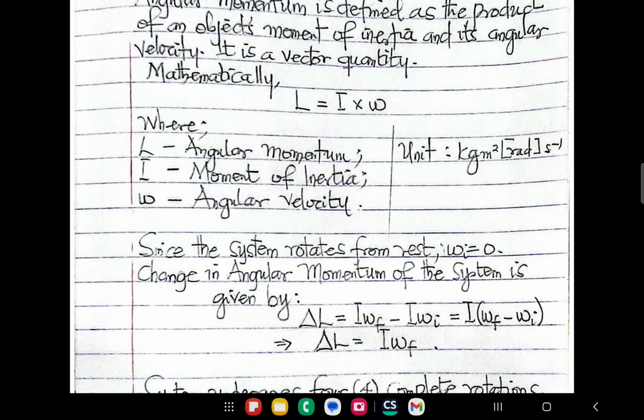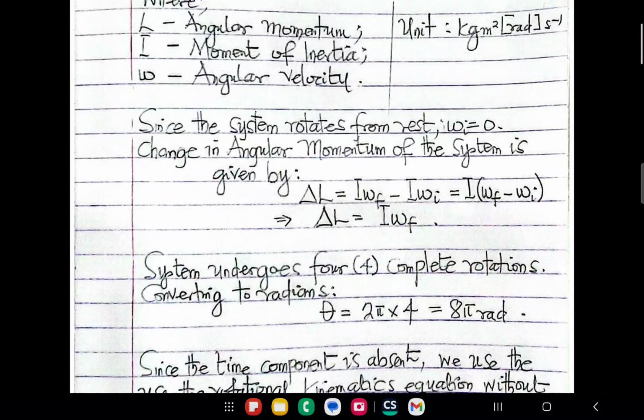Now, since the system rotates from rest, we can write an expression for the change in angular momentum as the final angular momentum of the system minus the initial angular momentum of the system. We are told that the body starts from rest. So it means that the initial angular velocity of the body is 0. So our change in angular momentum is equal to our final angular momentum of the system.